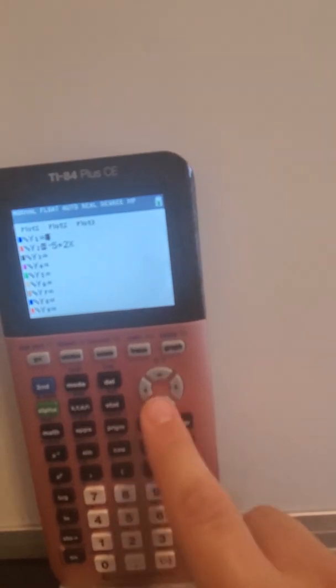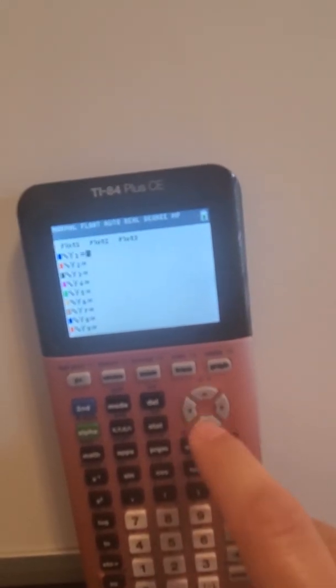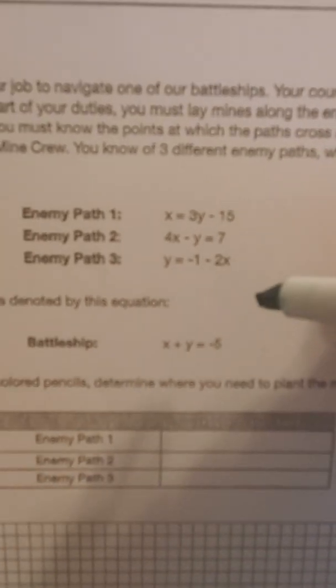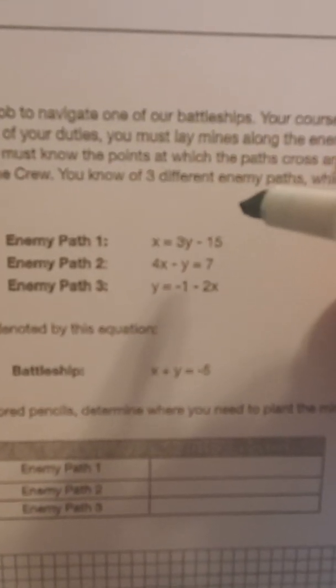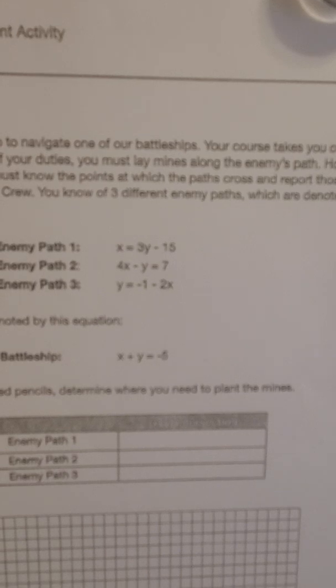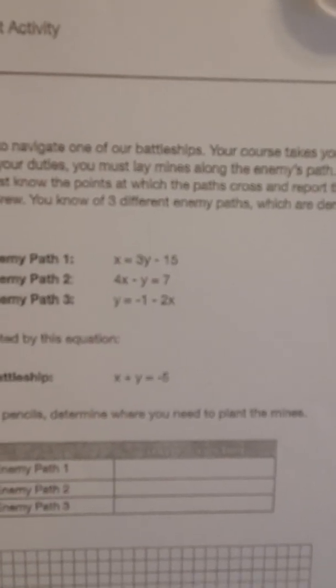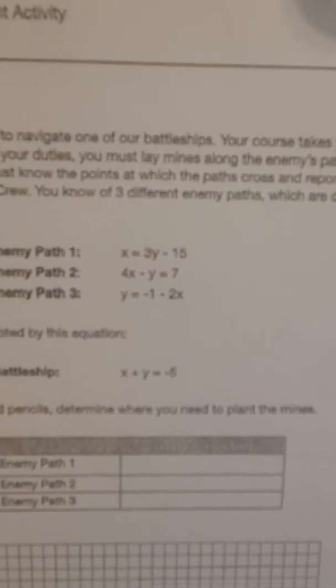So what I would do, if you have a graphing calculator, is go to y equals, okay? Let me clear these out. These are from the other day. And I'd put in -5 minus x. Remember, x is up here. Okay? Now, we'll come back to this in just a second. Now, I would pick one of my enemy paths. I'm going to go with enemy path number 1 first. And it's x equals 3y minus 15.